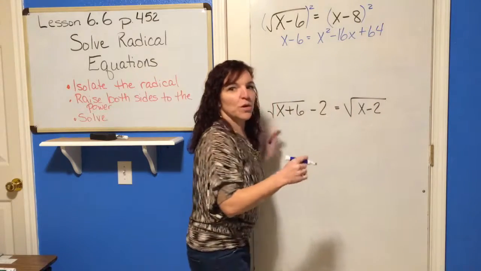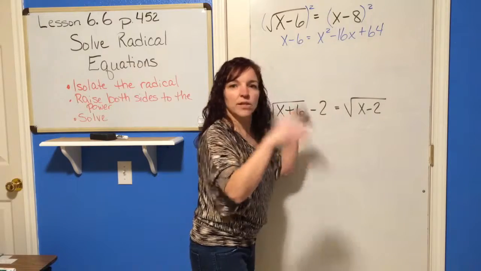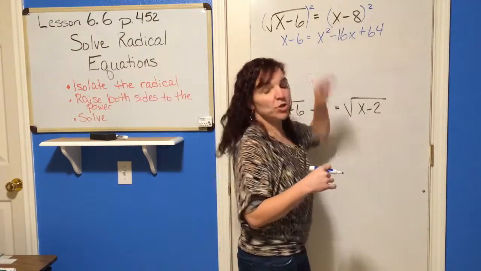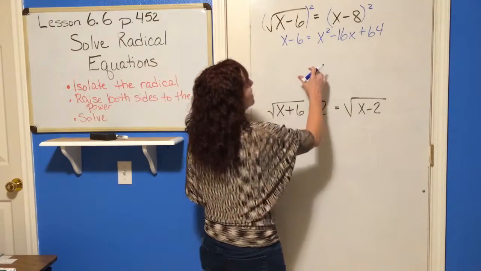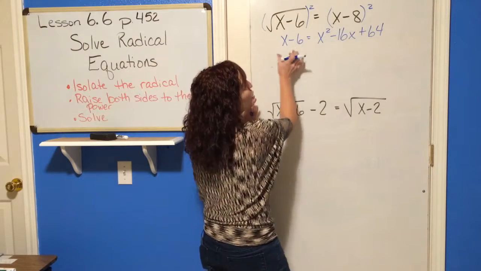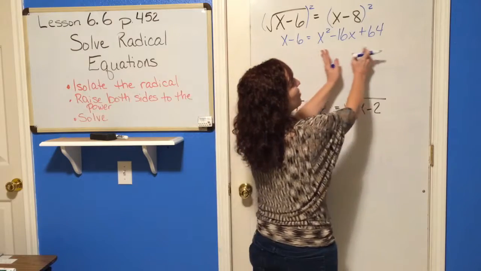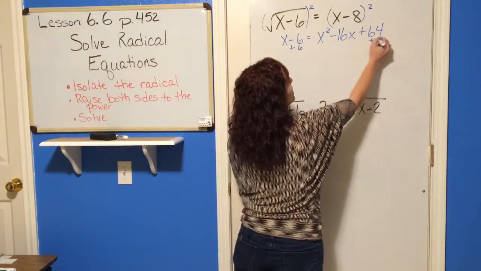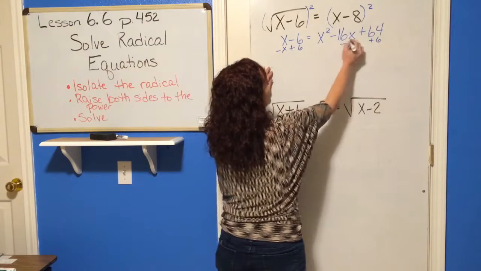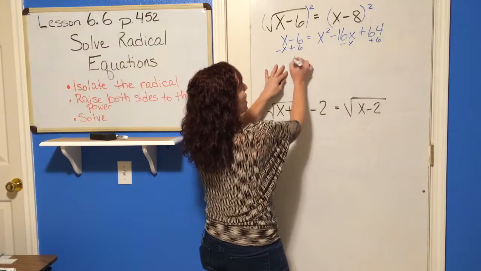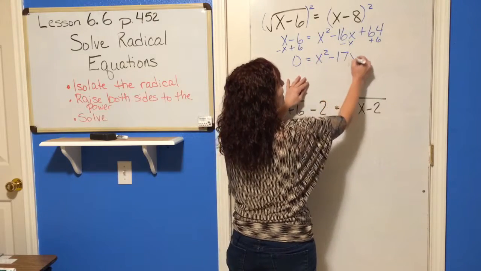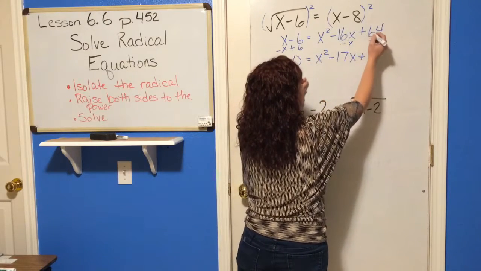If you don't remember that shortcut, go back and find it. I didn't look it up. I don't know which section it's in. But if you remember the shortcut for squaring binomials, that's going to come in handy in this lesson. So then you're going to get everything to one side so that you can solve for x. So you're going to add 6 to both sides, and you're going to subtract x from both sides. So now you've got it set equal to 0. x squared minus 17x plus 70.